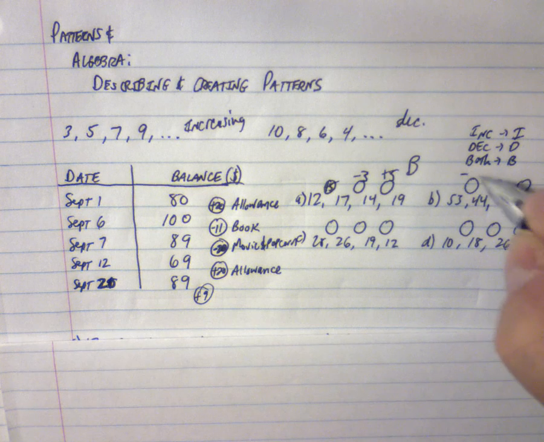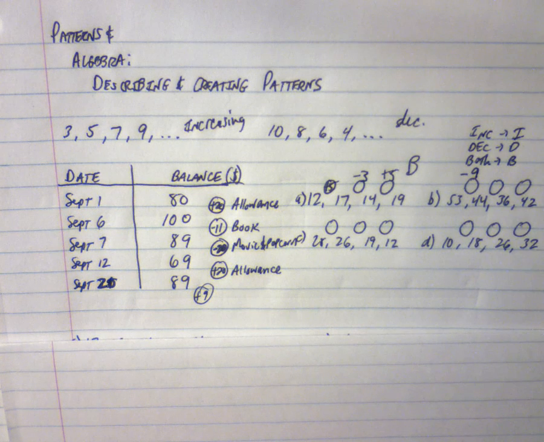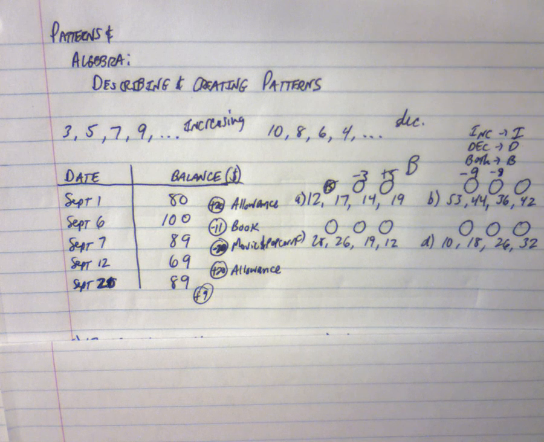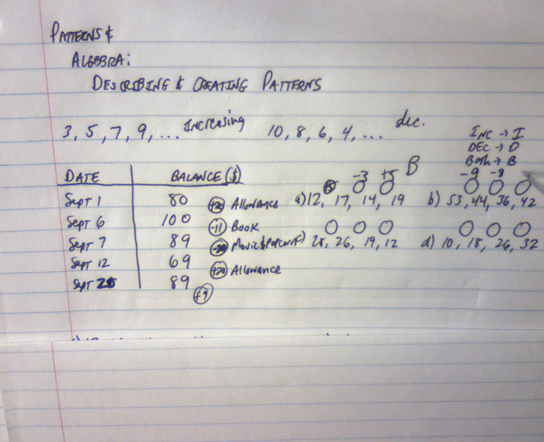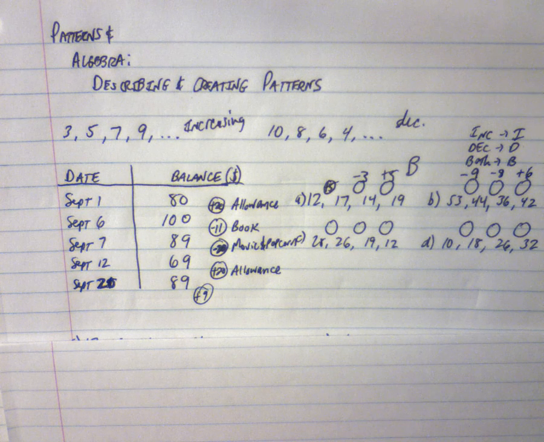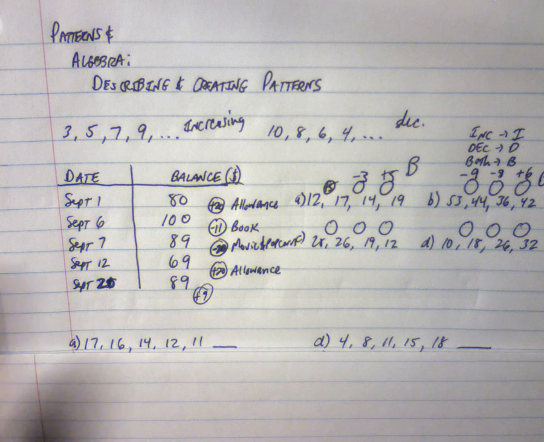Well, we're going down. How much? We're going down 9. Okay, what are we doing again? Okay, so it's decreasing. We're going down 8. And then what are we doing? We come back up and we go up 6. So what's that doing? That's doing both. It's both increasing and decreasing.